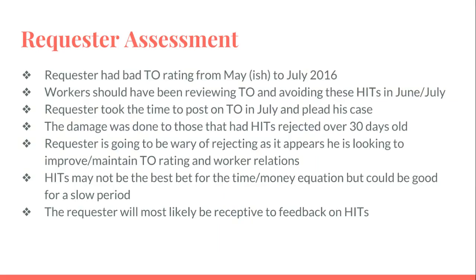So my assessment, in summary, was they had a bad TO rating for May-ish. That means from the first review to July, when they started to answer the emails that were coming in, and they posted on TurkOpticon. The workers who got burned by this should have been reviewing TO and avoiding these HITs in the June-July timeframe. Avoiding them altogether or doing them in a metered way.